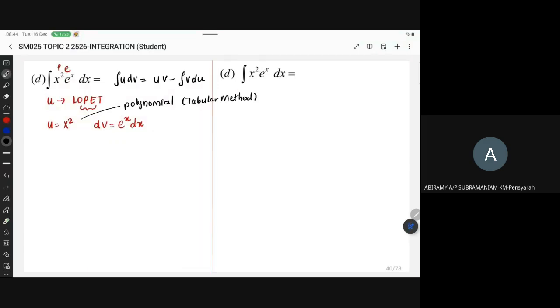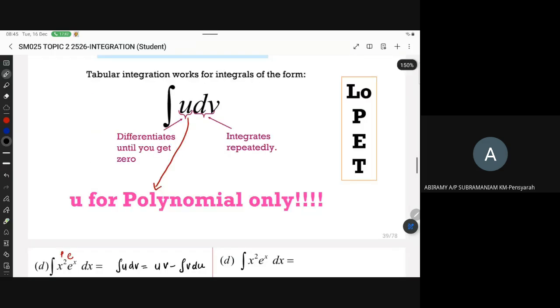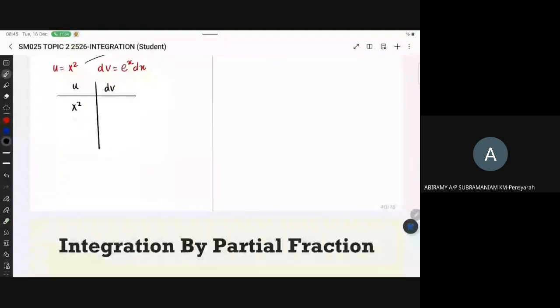So how to use the tabular method? Once you have chosen your u and dv, you need to make a table. We have a table here where this is your u and this is your dv. Our u here is x square. What you have to do with your u is differentiate until you get 0. First is x square. Second, when you differentiate x square, you get 2x. When you differentiate 2x, you get 2. When you differentiate 2, you get 0.